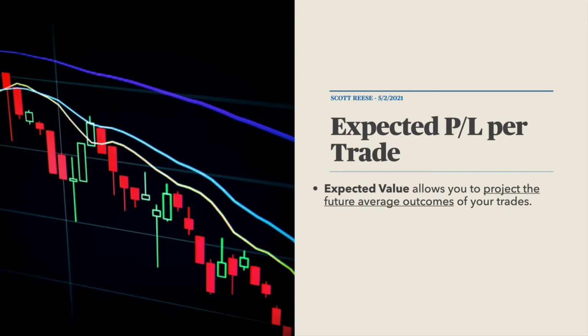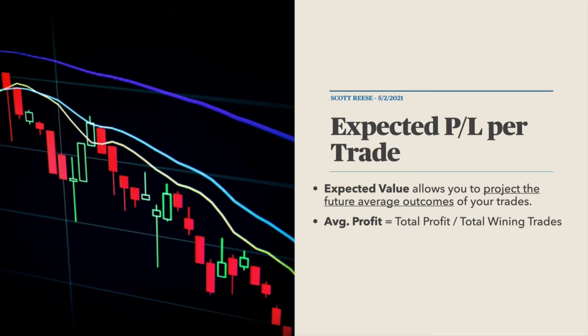And so now, like I just mentioned, we need to break down your strategy into 4 fundamental components and then use those components to calculate what your expected P&L, what your expected outcome per trade actually is.